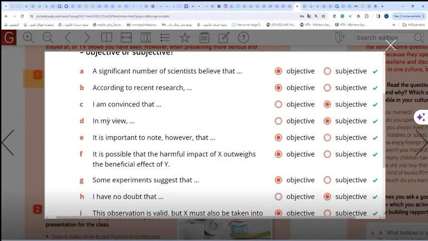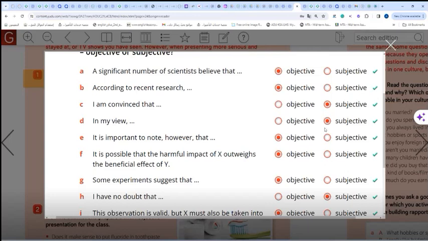So dear students, I'm convinced that. Okay, so what do you mean by I'm convinced that? Dear students, do you know? It means I am sure of that, or I have a conviction that. Okay, so I'm convinced that. So this is a subjective statement. So what else?